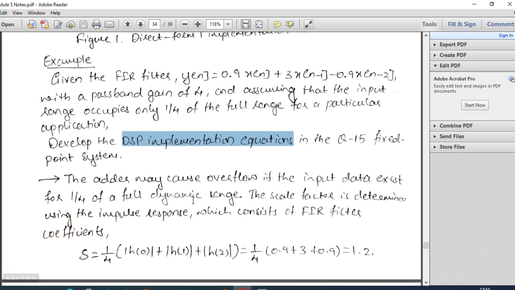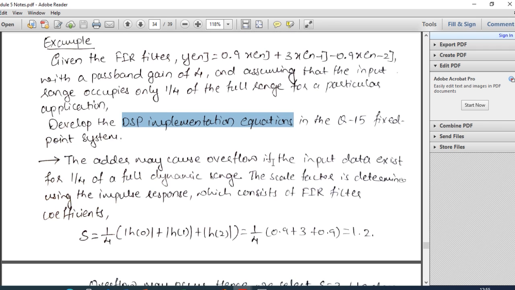First, you need to find the scaling factor for the input and the scaling factor for the coefficients, and remember these two should be powers of 2. This is the solution I am going to start. The adder may cause overflow if the input data occupies 1 by 4 of the full dynamic range. The scale factor is determined using the impulse response, which consists of the FIR filter coefficients. Here the Imax value is given as 1 by 4.